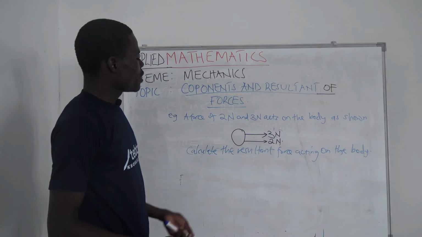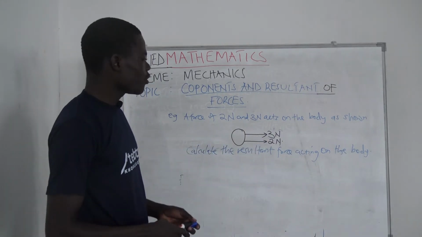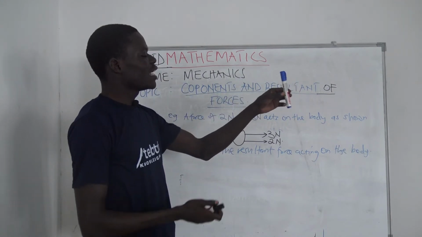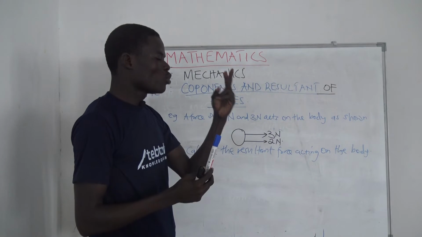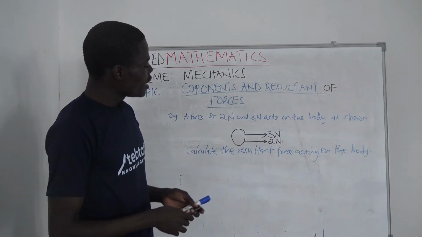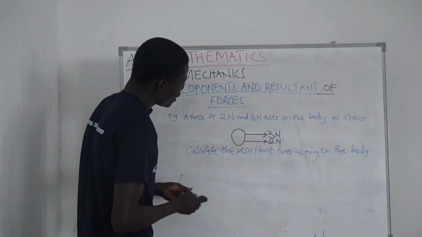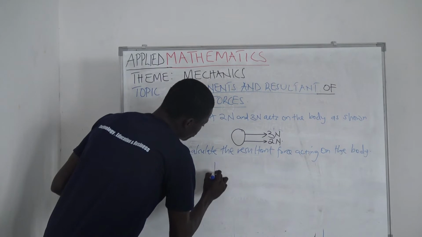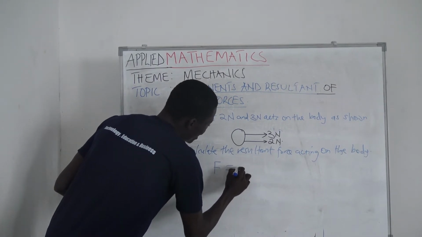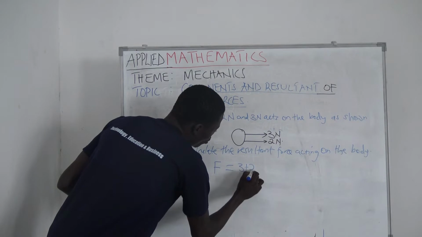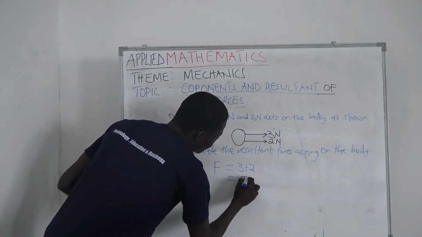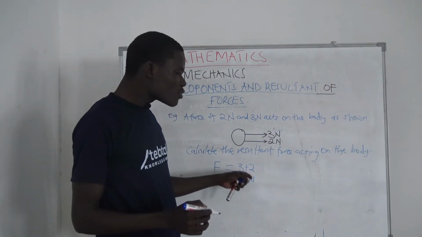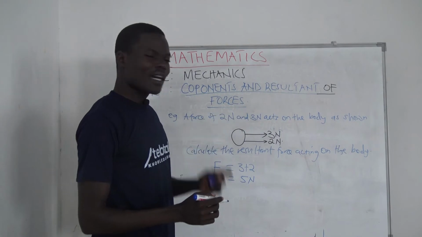This means we are going to get the total force which is acting on the body. Someone is pulling this marker with 3 and another one is also pulling it with 2 in the same direction. So the resultant force, denoted as capital F, is given by 3 plus 2, which equals 5 newtons. But this is only the magnitude, the size of the force acting on that body.